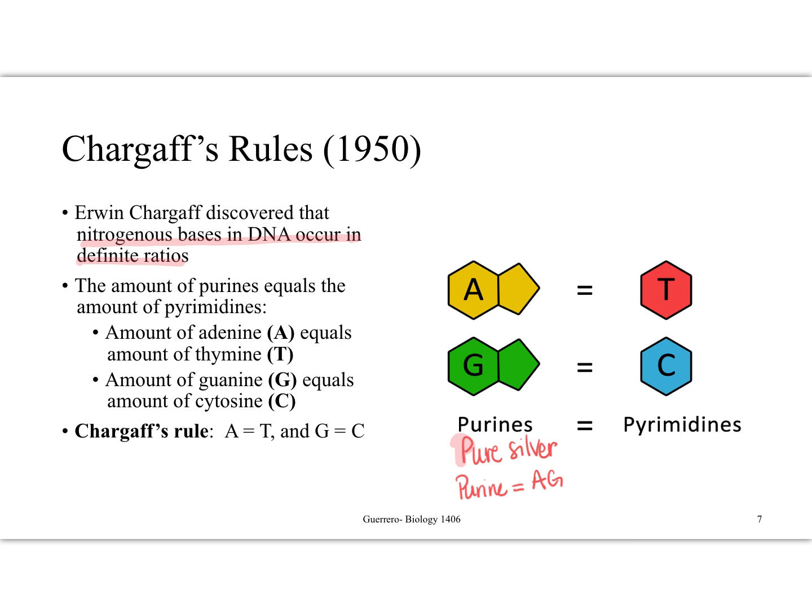So anyway, back to Chargaff. Chargaff discovered that the number of purines were equal to the number of pyrimidines. However many A's I had, the same amount of T's.